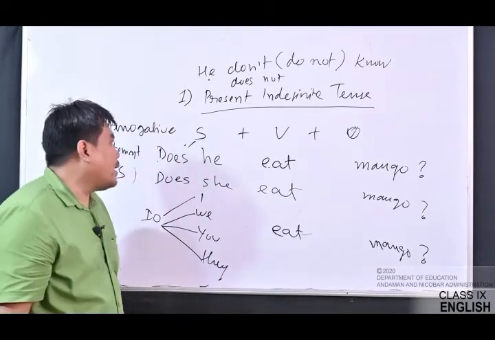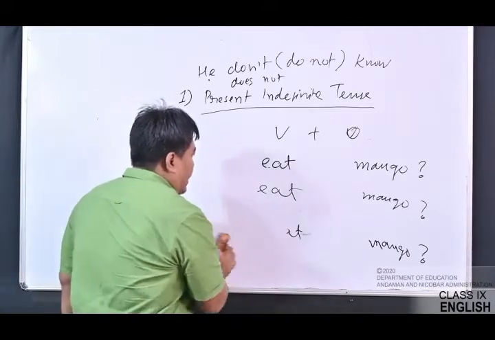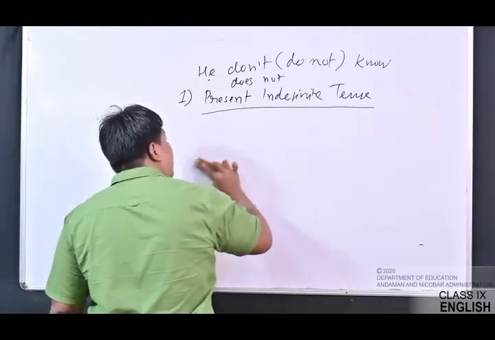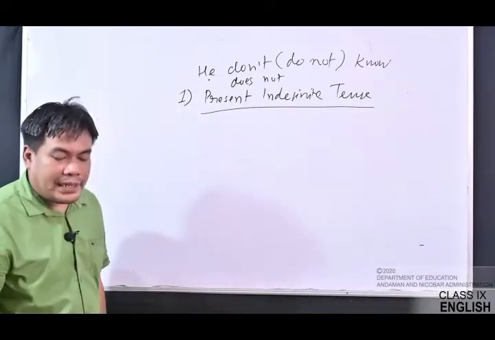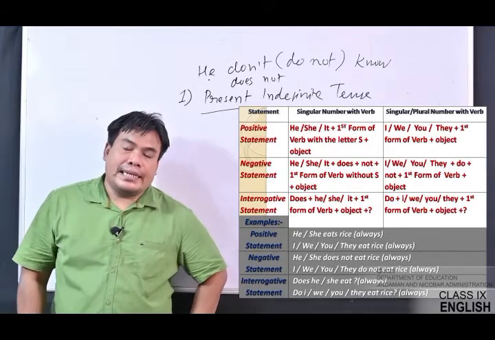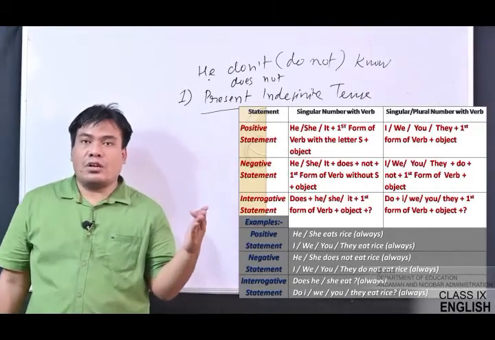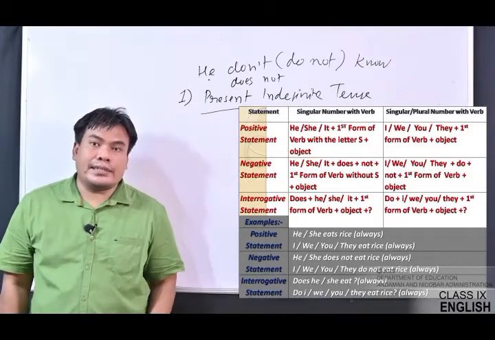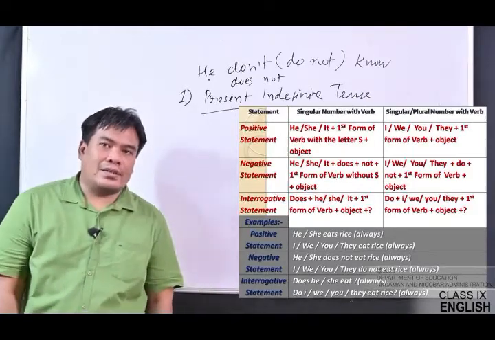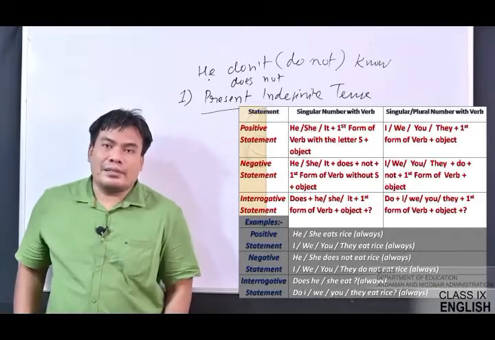Okay, now look at the table again. There are some examples given over there. He eat rice, she eat rice. Am I right? No, you have to add S with that first form of verb, that is eat. Below the table you will find those examples. For a positive statement, he, she plus the first form of verb, that is eat, you have to use S along with that eat. He eats rice or she eats rice. I mean, she loves to eat or take rice. Whenever she wants to have her meal, she'll be eating that rice.